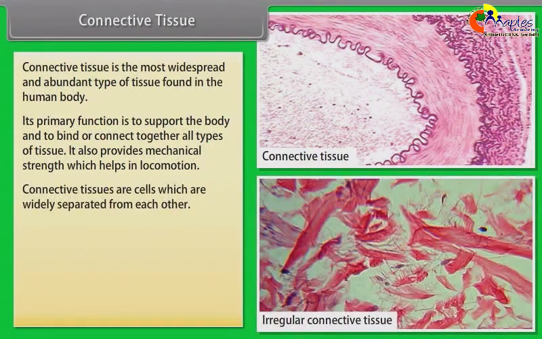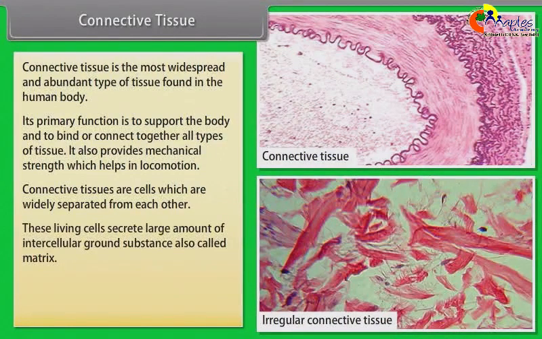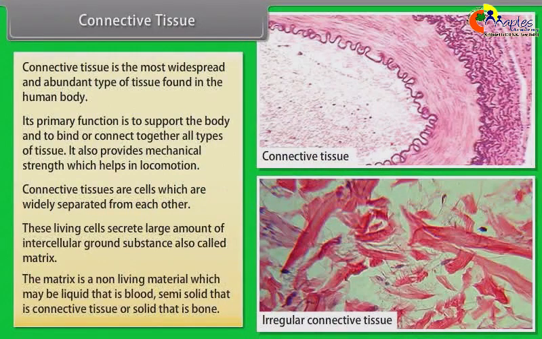Connective tissues are cells which are widely separated from each other. These living cells secrete a large amount of intercellular ground substance, also called matrix. The matrix is a non-living material which may be liquid, that is blood, semi-solid, that is connective tissue, or solid, that is bone.